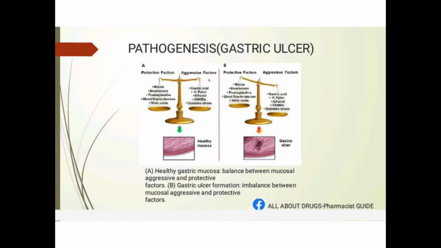Then the pathogenesis. So in our body we have the protective factors and aggressive factors. The protective factors include the mucosa and bicarbonates, and the aggressive factors include gastric acid, H. pylori, NSAIDs, and oxidative stress. In case of ulcer, there is an imbalance between the protective factors and aggressive factors.